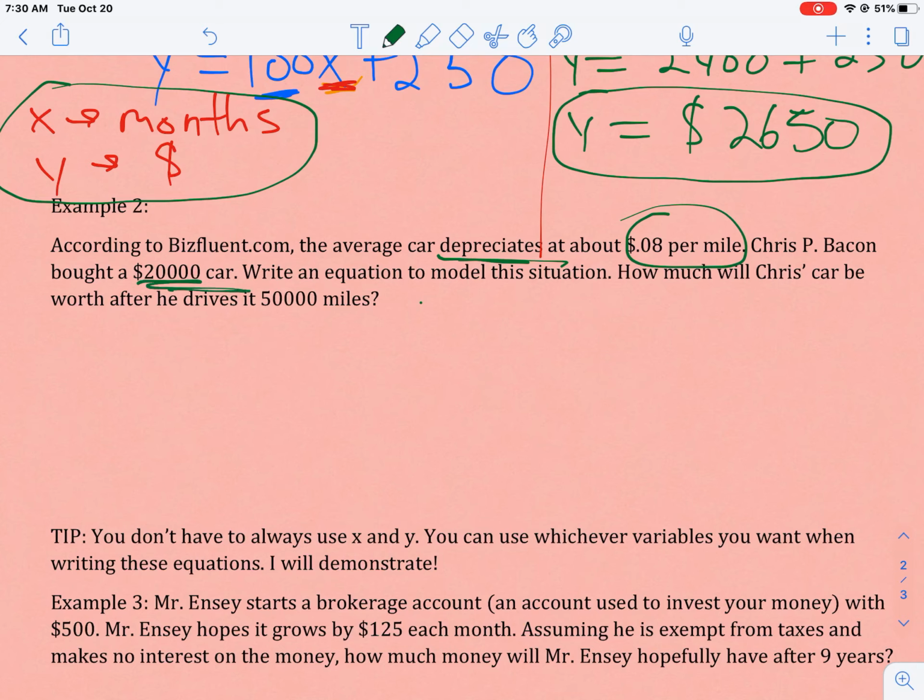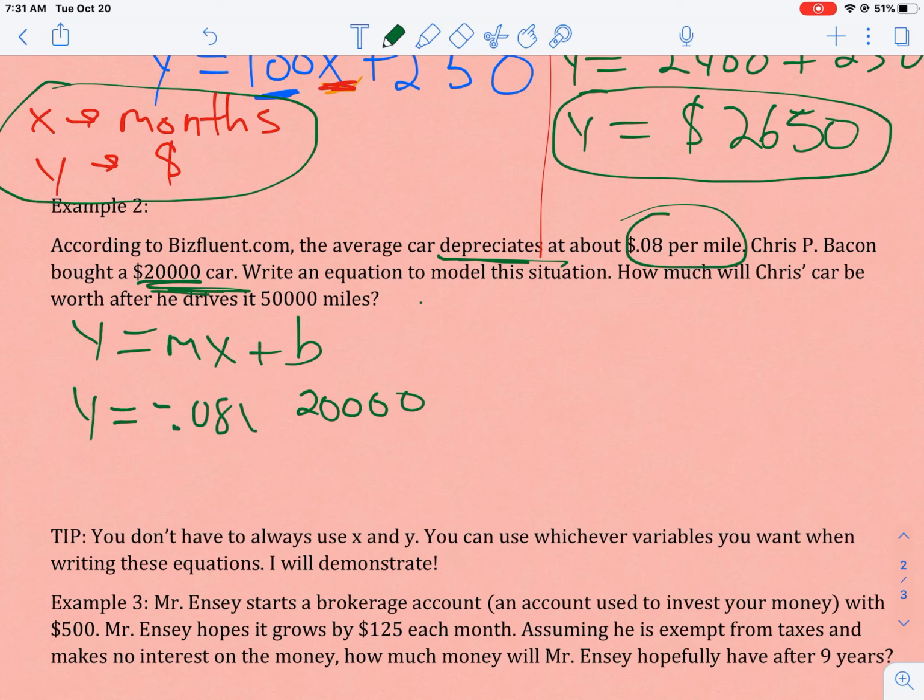So Chris bought a $20,000 car, right? That would be the initial amount. So again, if we look at y equals mx plus b, he started out with a $20,000 car. Okay, that's the starting point. The car depreciates at 8 cents per mile, so that's going to be negative 0.08, right? Because it's going down. So again, x is miles, and y would be the dollar amount.